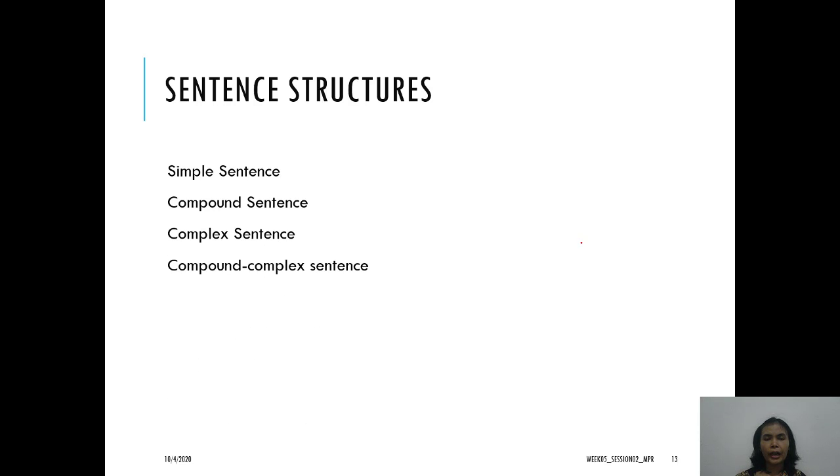Now for the grammar discussion for this week, we are going to talk about sentence structure. The sentence structure that we are discussing is going to be 4 types. In English, we have 4 types of sentence structure. The first one is simple, the second one is compound, complex, and compound-complex sentence. Now we're going to investigate the differences one by one in the next slide.